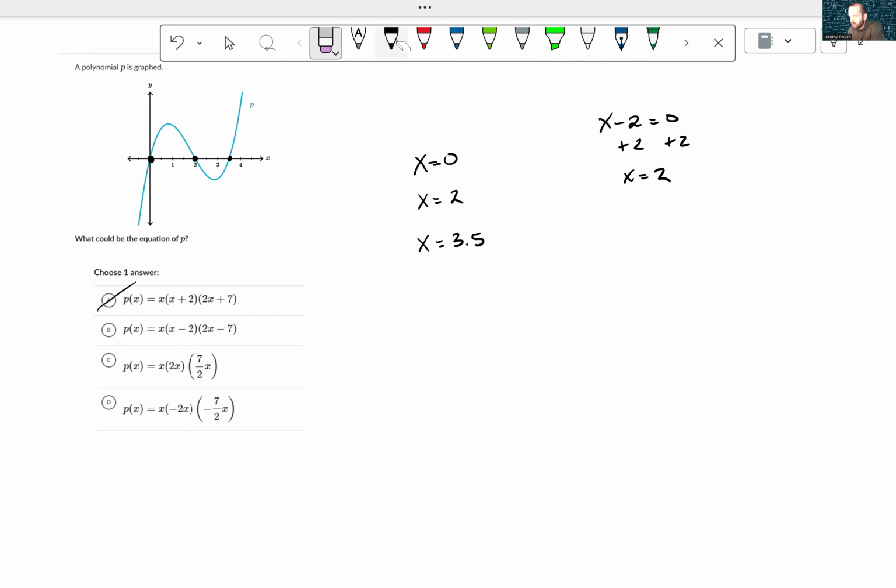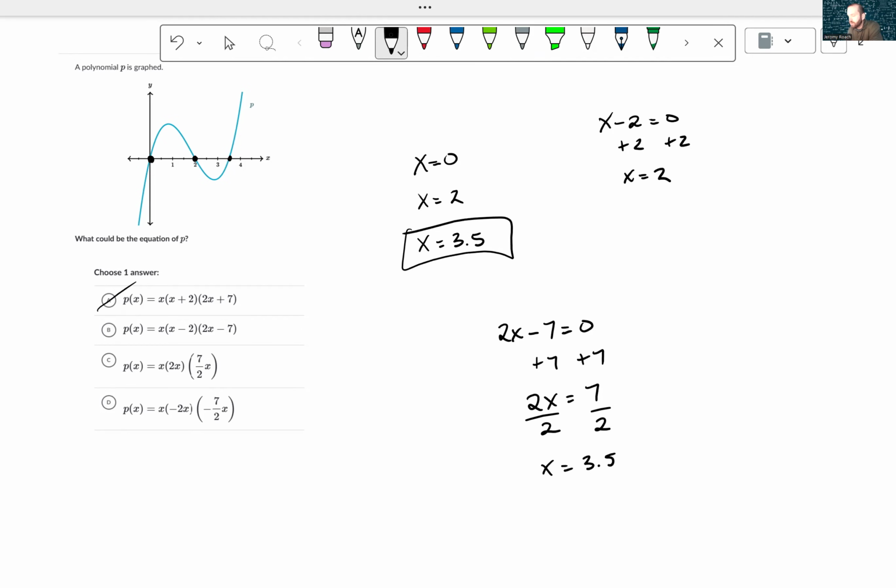So now we're going to set this 2x minus 7 equal to 0. Add 7 to both sides. Divide by 2. And we get x equals 3.5. And that matches our original as well. So this one is B.